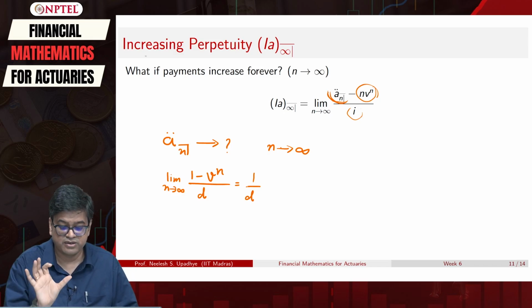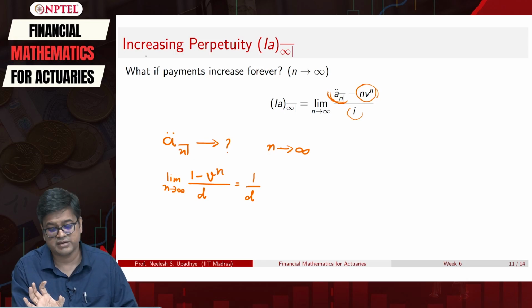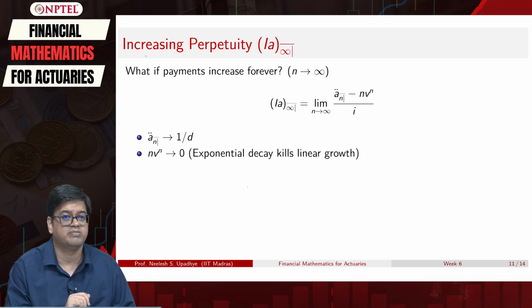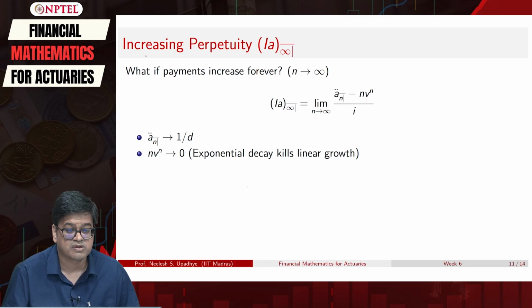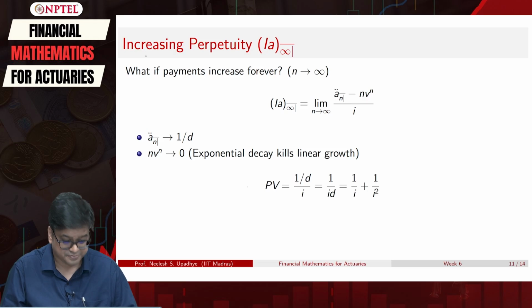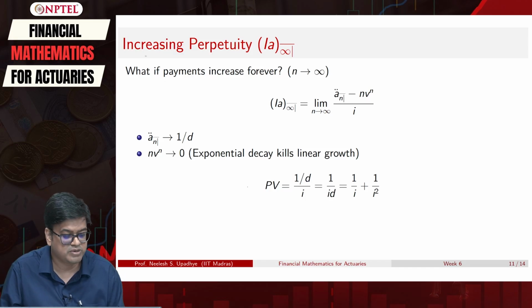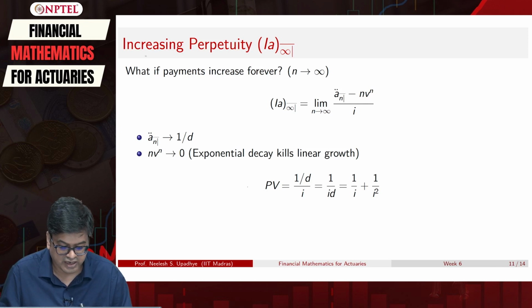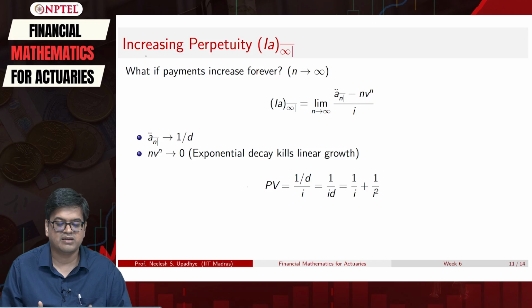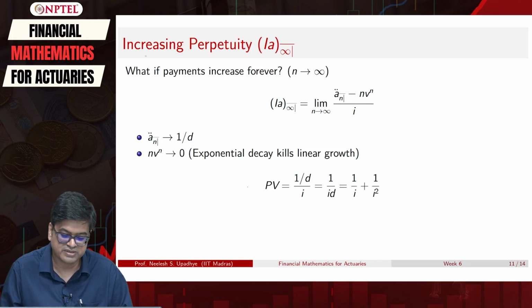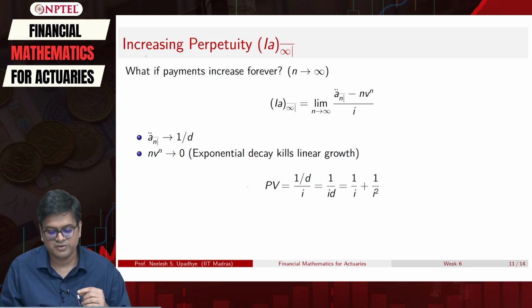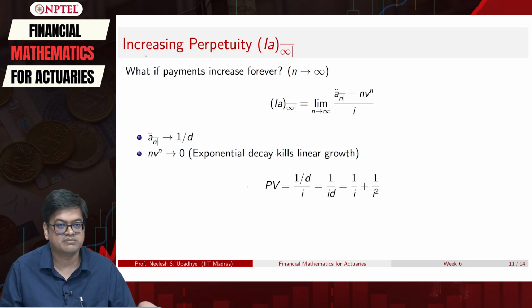That means I know how both factors A double dot n and n v raised to n are behaving. One will converge to 1 by d, another one will converge to 0. So, what should be the final answer? So, A infinity or the present value will be 1 by d minus 0 upon I. So, it is 1 by d upon I. But what is d? D is I upon 1 plus I. Substitute that and get the answer to be 1 by I plus 1 by I squared. So, that is the basic answer.